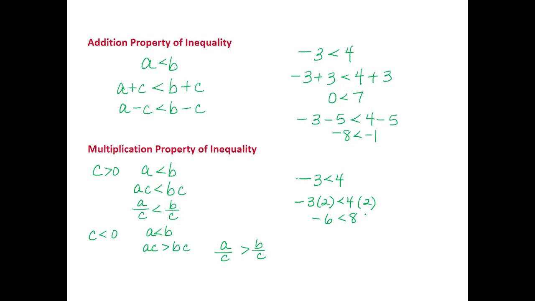Now let's multiply each side by -2. We get -3 times -2 on the left and 4 times -2 on the right. Now we're comparing the numbers 6 and -8. To maintain the inequality, we must reverse the inequality. That is, 6 > -8. So when we multiply or divide by a negative number, we must also reverse the inequality symbol.